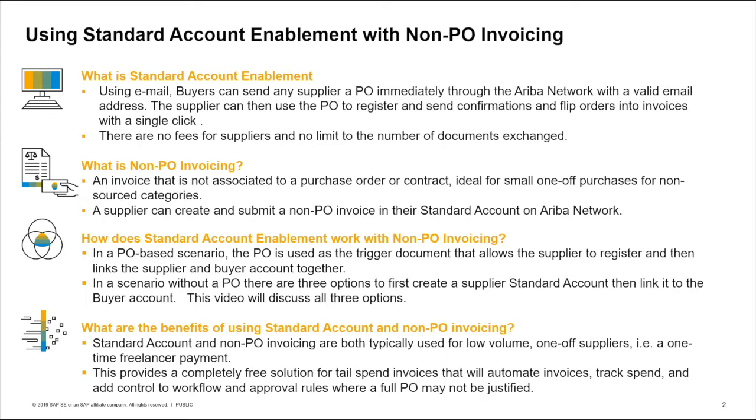Now we will go through the 3 options available to enable a standard account supplier when there is no PO as the trigger document to systematically link the buyer account to the supplier account.